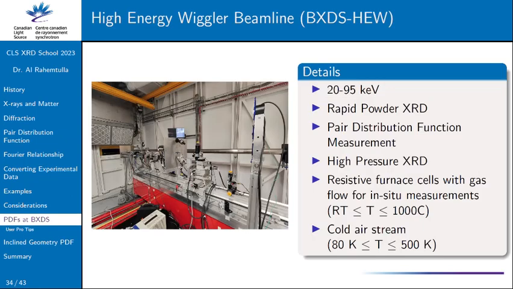So I'm running a little low on time, so I'm going to skim through some things here. Brockhouse, and particularly the high energy Wiggler beamline, is the place to be doing PDFs. Part of the reason is that we have the energy capabilities to go high enough to do it. And then we also have the options of being able to put in a lot of different sample environments and do in situ and in operando measurements.